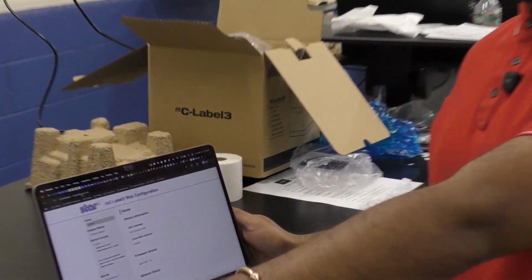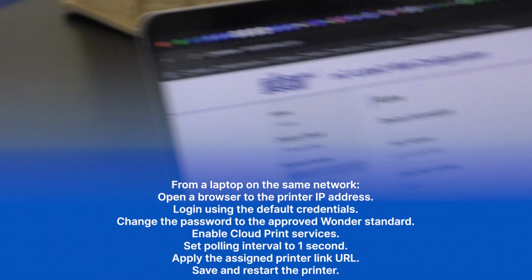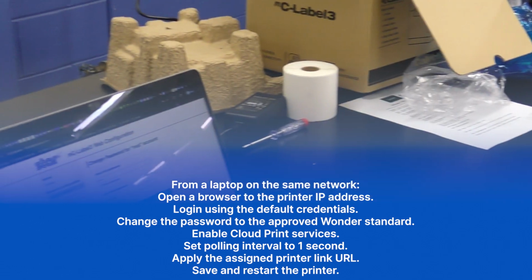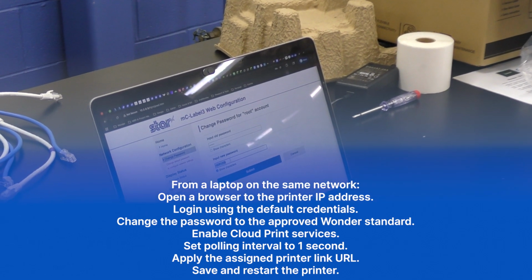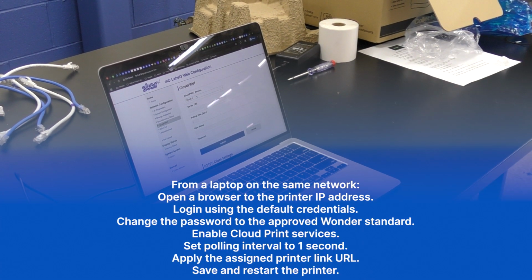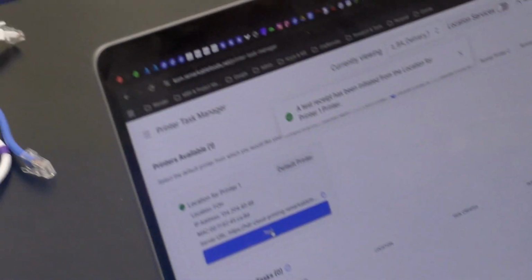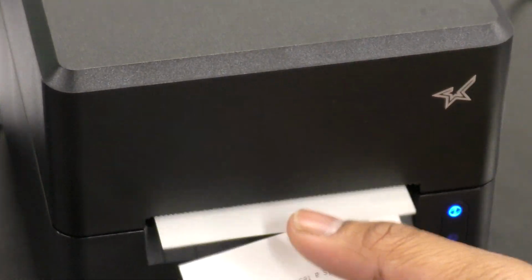Cloud print configuration from a laptop on the same network. Open a browser to the printer IP address. Log in using the default credentials. Change the password to the approved Wonder standard. Enable cloud print services. Set polling interval to 1 second. Apply the assigned printer link URL. Save and restart the printer. Once complete, verify successful communication by printing a test receipt.